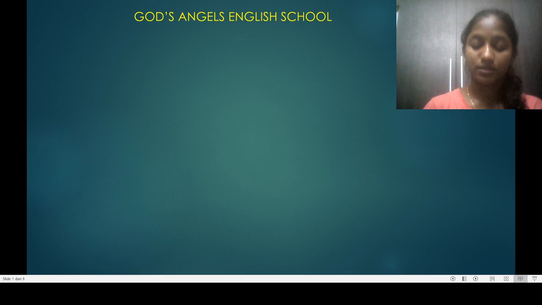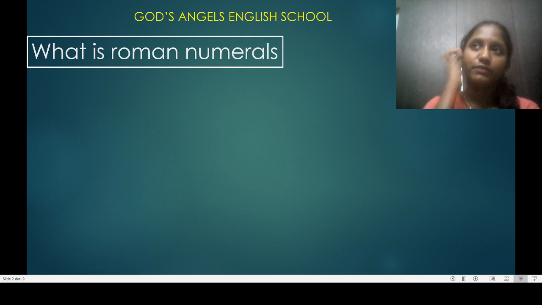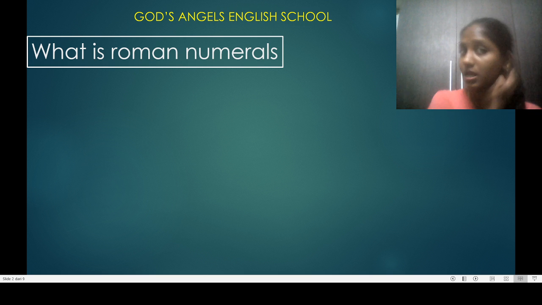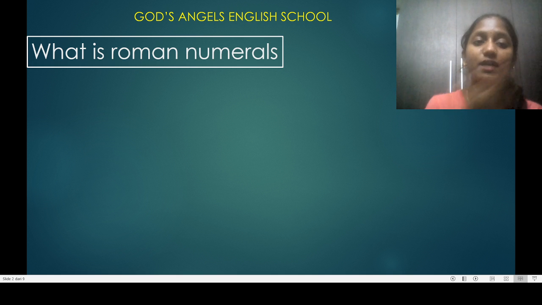When we were in nursery, junior and senior, first we learned how to write 1, 2, 3. Yes, that is the number form. But now we are learning that we will write that 1, 2, 3 in Roman numerals.